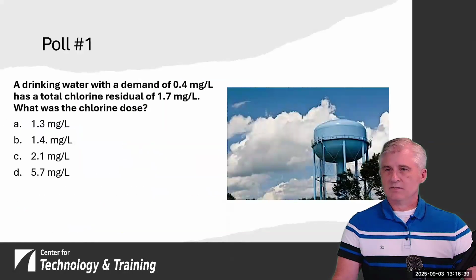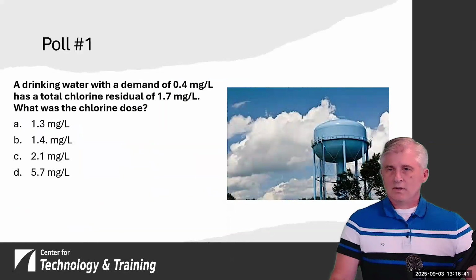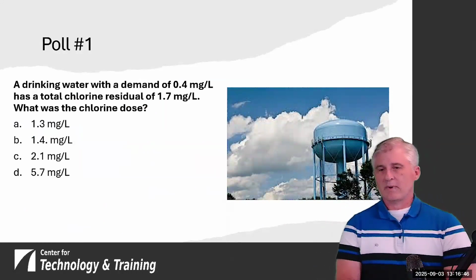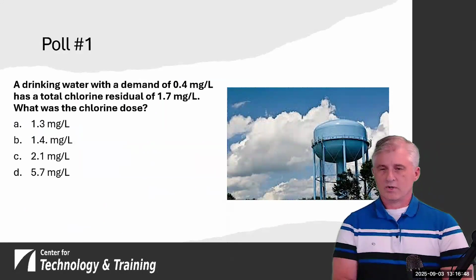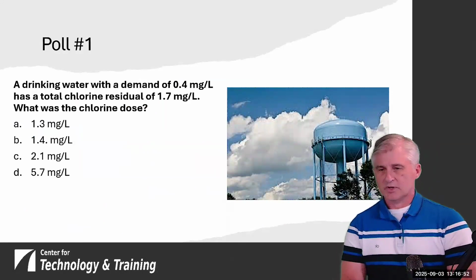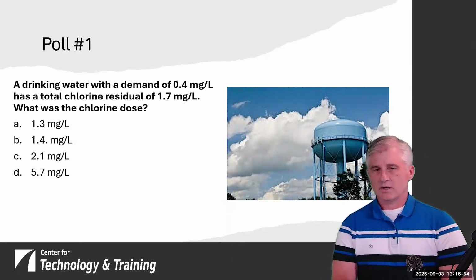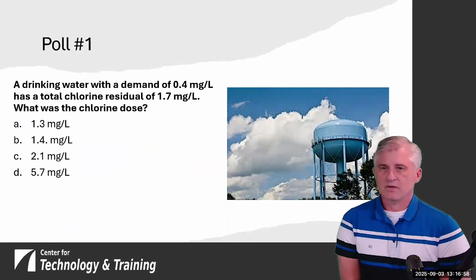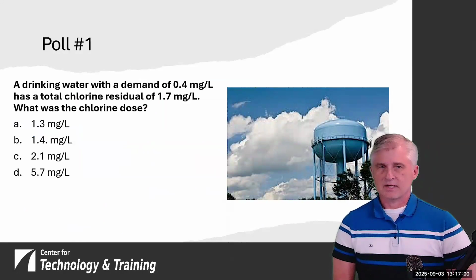All right, I guess it's time for the first poll. So poll number 1: drinking water with a demand of 0.4 parts per million has a total chlorine residual of 1.7 parts per million. What was the chlorine dose? Okay, we got some math to do here, so we'll give you a little extra time just to make sure everybody gets a chance to get through that.